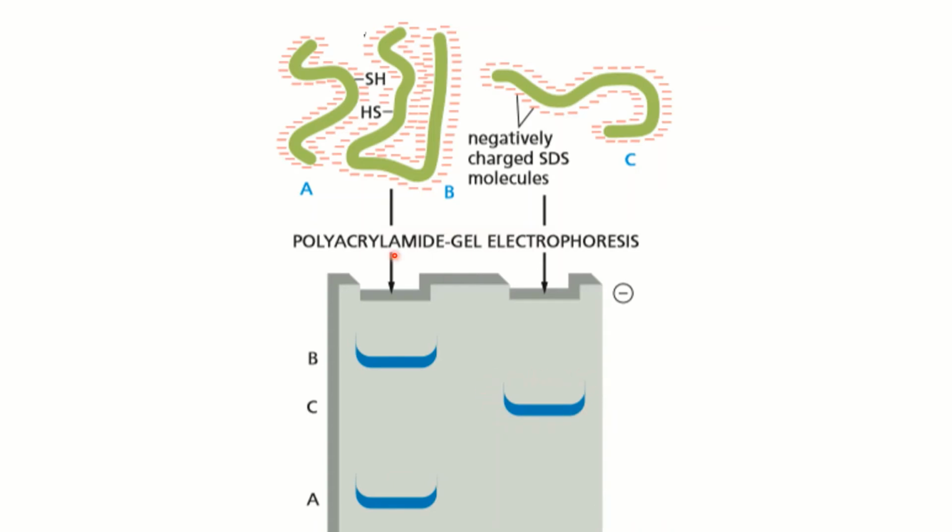Now, this has something to do with the sizes of the molecules. The bigger the protein is, the more difficult it is for the protein to move through the polyacrylamide gel. And the lighter a protein is, like protein A, because it's smaller, the easier for it to move through the polyacrylamide gel. And of course, averagely sized proteins would be somewhere in the middle.